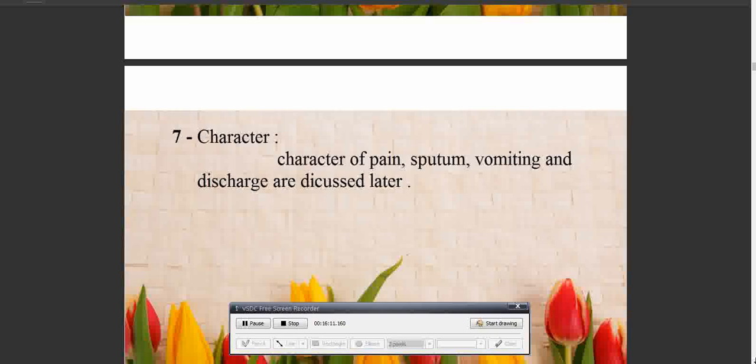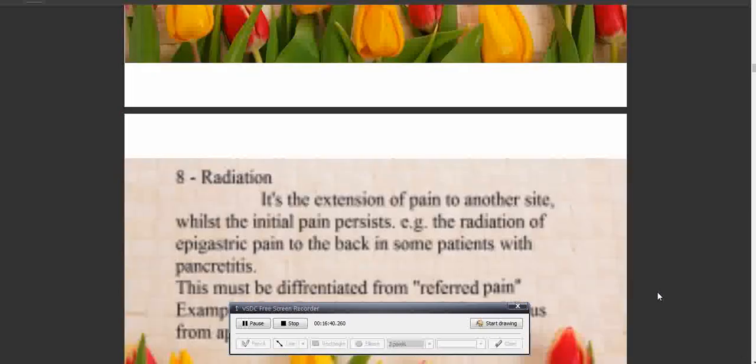Sputum as well. The sputum can be yellow in color, can be red in color. Then vomiting, you can talk about projectile vomit, non-projectile vomit, and all that. Is it vomit with blood, hematemesis, all that? Discharge, vaginal discharge is an example of discharge. You can talk about mucoid discharge, yellow discharge, the character of the discharge. More likely the appearance.